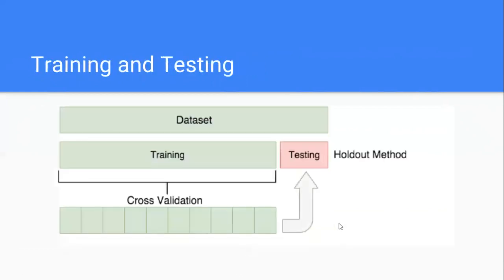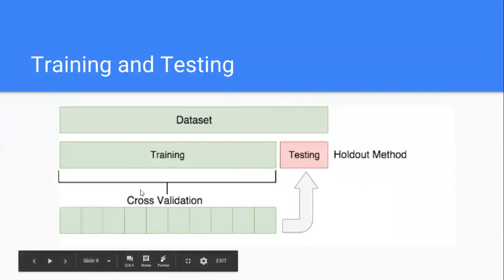Usually, out of the complete data set, we will take 70% of the data for training and the remaining 30% for testing. Or we can split the data set into different folds, which we'll talk about in detail in this course.